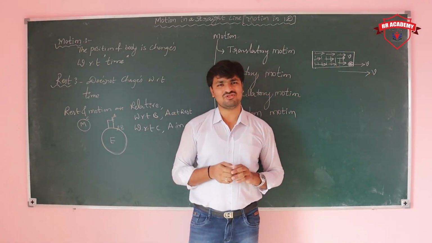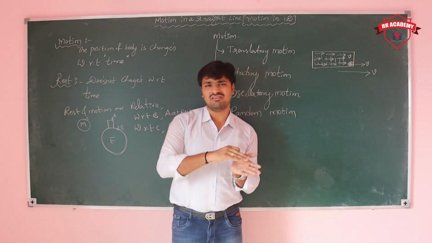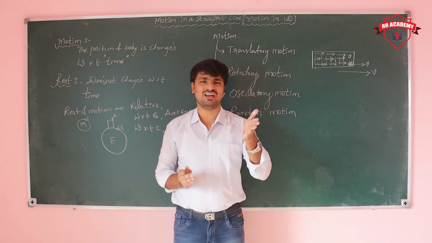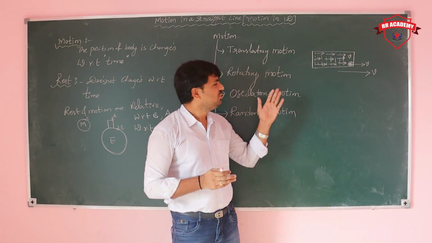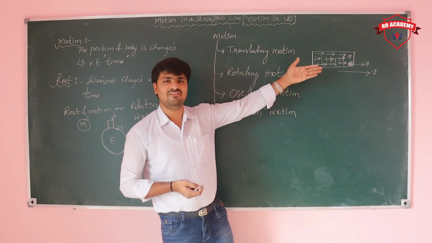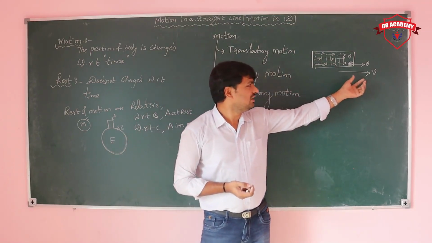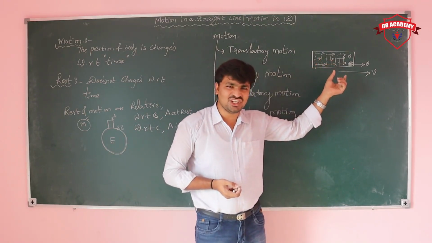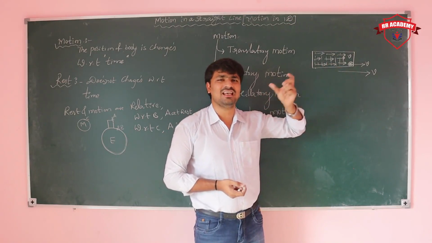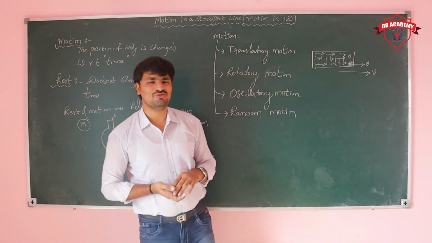Translatory motion can be linear motion as well as curvilinear motion. So we can divide it like that: it is moving in a straight line or moving in a curved path. In case the bus takes a turn, all passengers also take the turn, even the driver, that's not a matter. Whatever it is, each and every particle of the rigid body has the same velocity, same displacement, same acceleration, then we can say the motion is translatory motion.